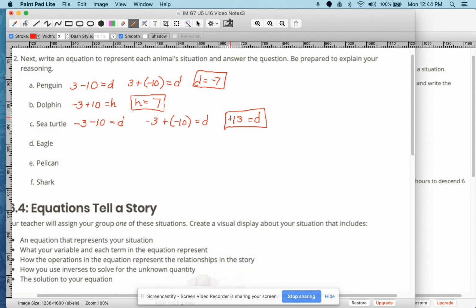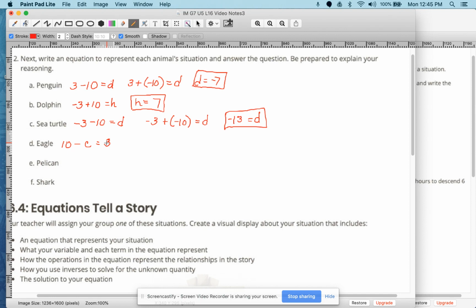The eagle is flying 10 feet above sea level. So we're going to start with a +10. He dives down to 3 feet above. So he dives down by an unknown amount, and he ends up at 3 feet above sea level. So this is a trickier one. He starts at 10, he dives down, so we know we need to subtract, but he dives down an unknown amount, and then he ends up at 3.